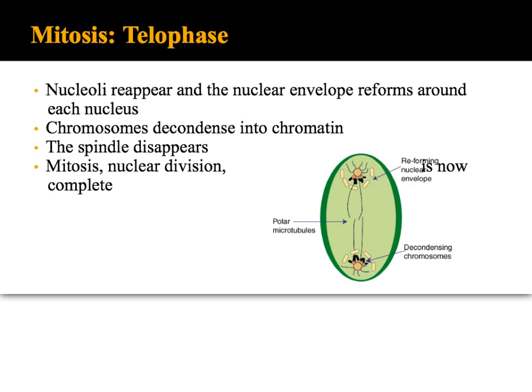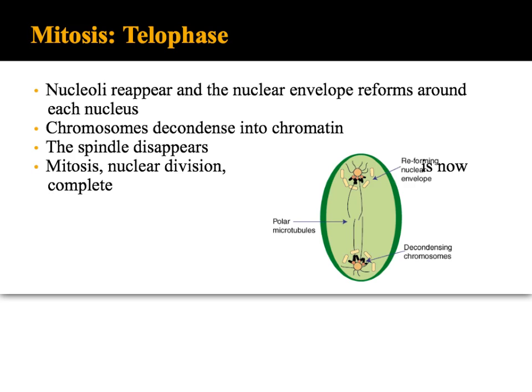So then finally, the last phase is telophase, and I think that telophase begins with a T, and 2, the number 2, begins with a T. So in telophase, I'm going to form two distinct nuclei. And you can kind of think of telophase as the reverse of prophase.